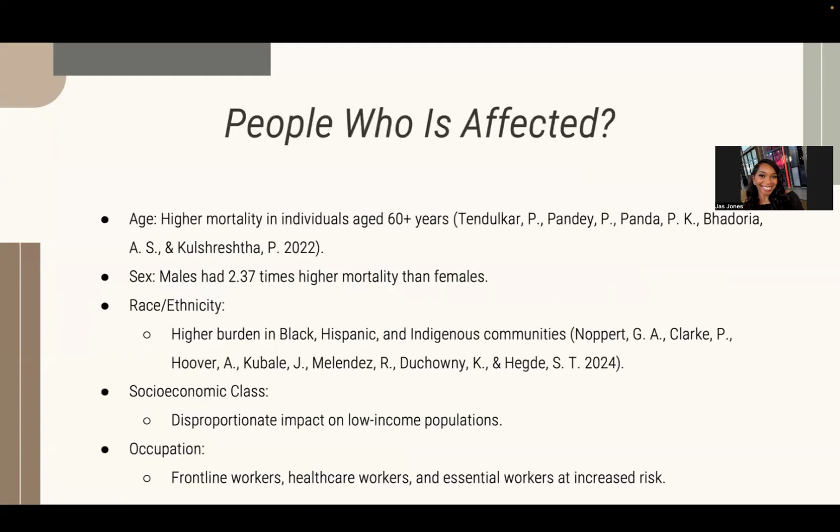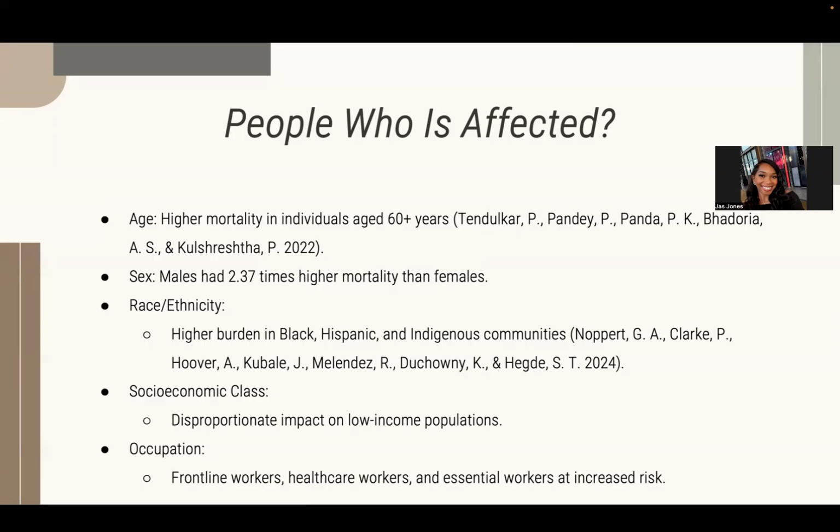Who was affected? Most people, especially older adults, were affected by COVID. Those 65 and up were hit the hardest in terms of severe illness and death. But that didn't mean younger people didn't get sick. They could also still get infected, although their symptoms were usually milder. Between females and males, males had a 2.37 times higher mortality rate than females.